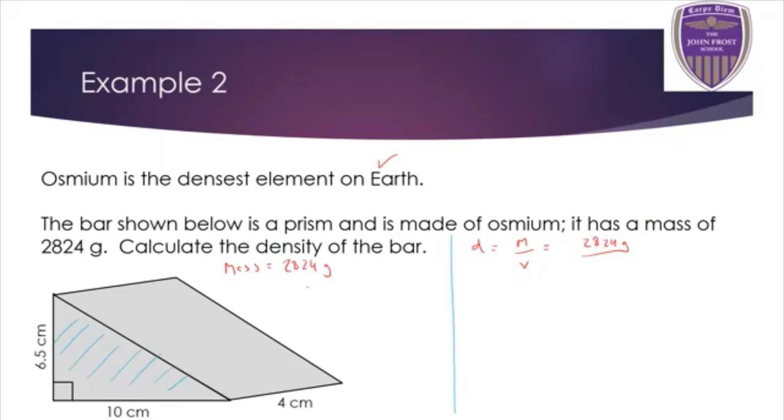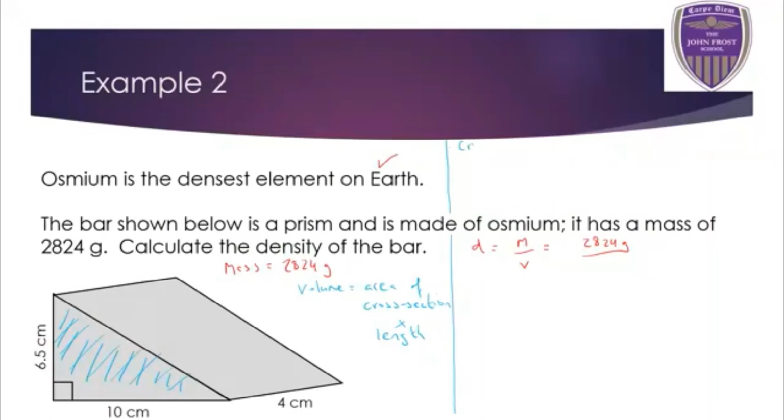So I'll put a little separator here. Remember, the volume of a prism is the area of the cross-section times the length. Now this cross-section here is a triangle. So I have to go up here. Sorry, I ran out of space. I didn't plan this out the best.